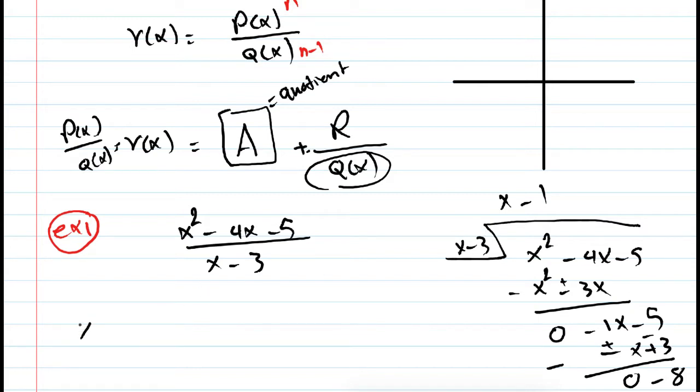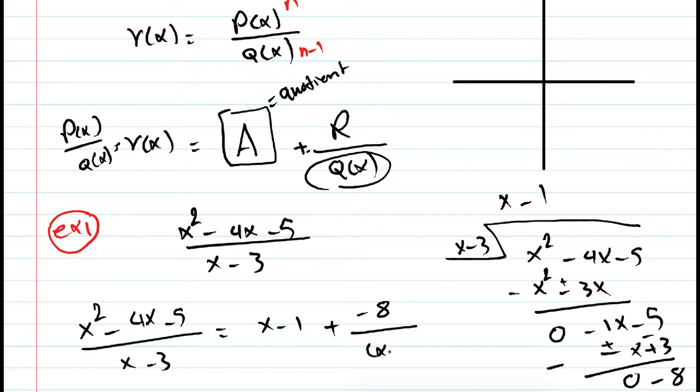So x to the 2 minus 4x minus 5 over x minus 3 basically equals the quotient, which is x minus 1, okay, plus the remainder, which is minus 8 over x minus 3. So this right here, this is the equation of the slant asymptote.